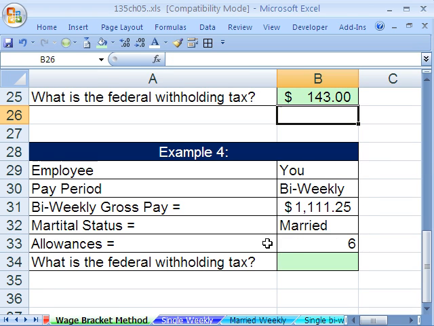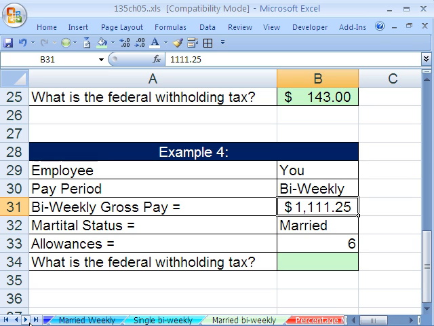All right, now one last one. Biweekly and married. The only trick is we got to find that number in between two numbers. So it's $1,111.25. Biweekly married. So I use my scroll arrows. I find my sheet.